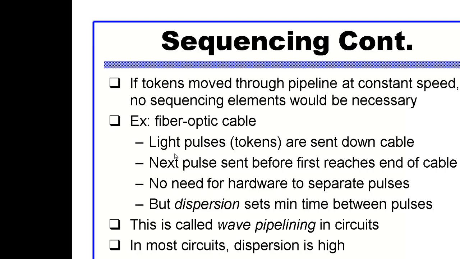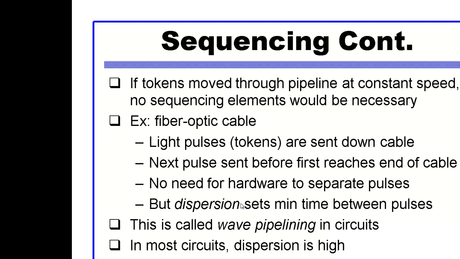An example of sequencing or pipelining is a fiber optic cable. Light pulses can be called tokens. The next pulse is sent before the first reaches the end of the cable, so there is no need for hardware to separate the pulses here. In this case, dispersion sets the minimum time between pulses. That's basically optical delay, I would say. So we call this wave pipelining.